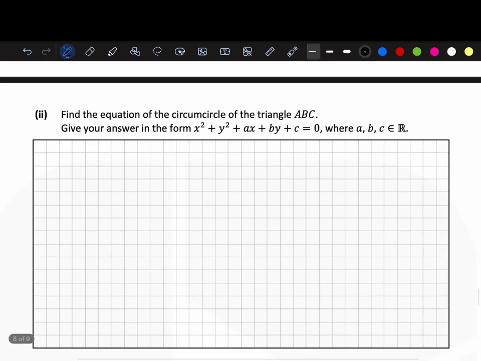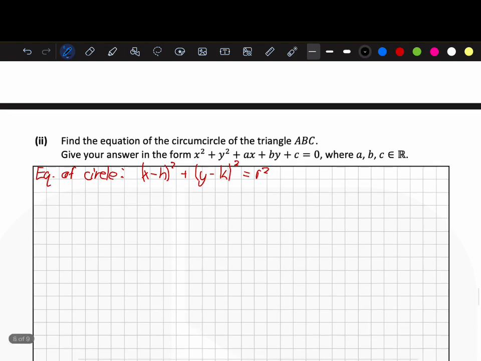Now, find the equation of the circumcircle of the triangle ABC. So what do I need? For the equation of a circle, it's going to be (x − h)² + (y − k)² = r². So I need the radius and I need the center.